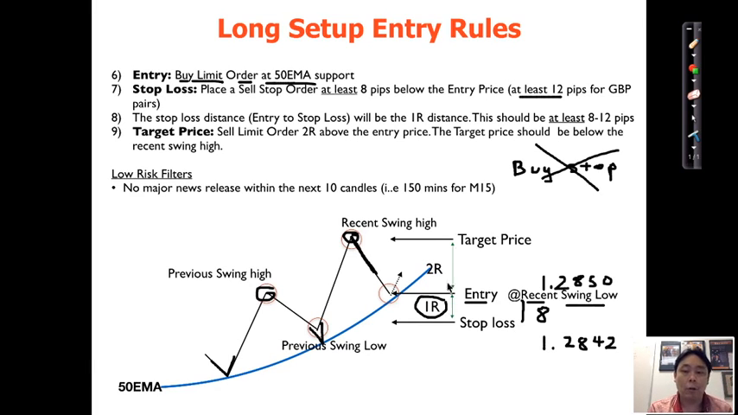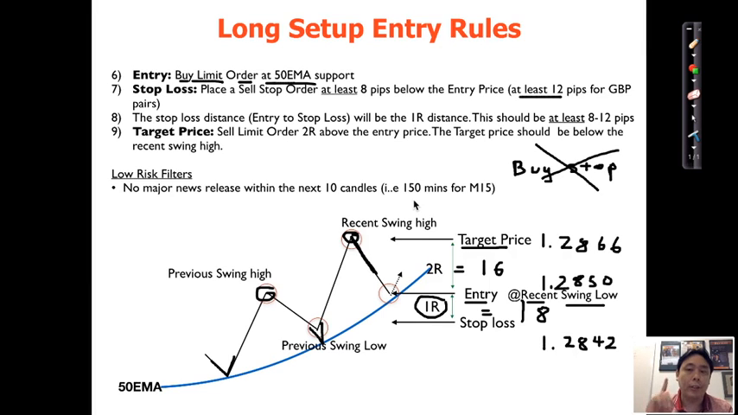Now, why is that important? Because we will place our target price 2 times our risk, okay? So if our risk is 8 pips, our target price will be 16 pips above the entry price. If our 1R is 10 pips, our target price will be 20 pips above the entry price. So in this case, because 1R is 8 pips, 2R would be 16 pips, that's right, okay? So our target price will be 1.2850 plus 16 pips, which is 1.2866 in this case. Got it? Okay.